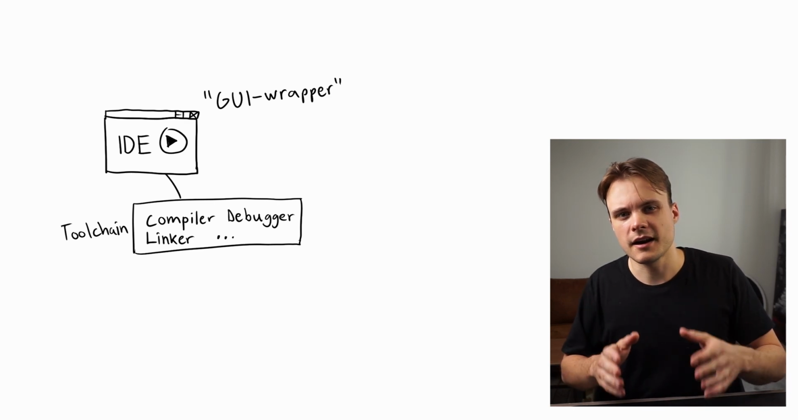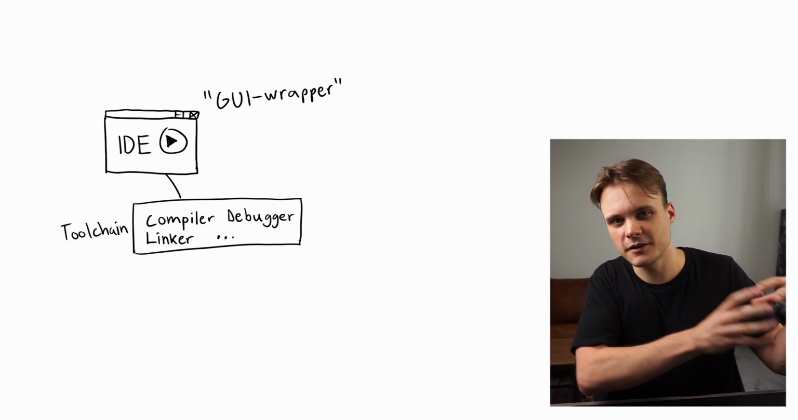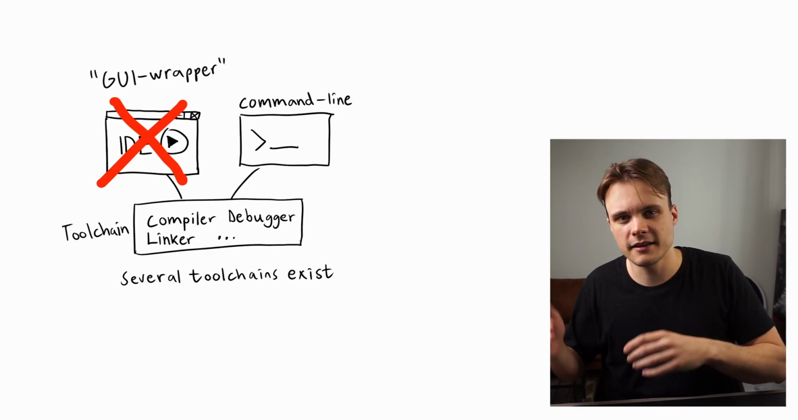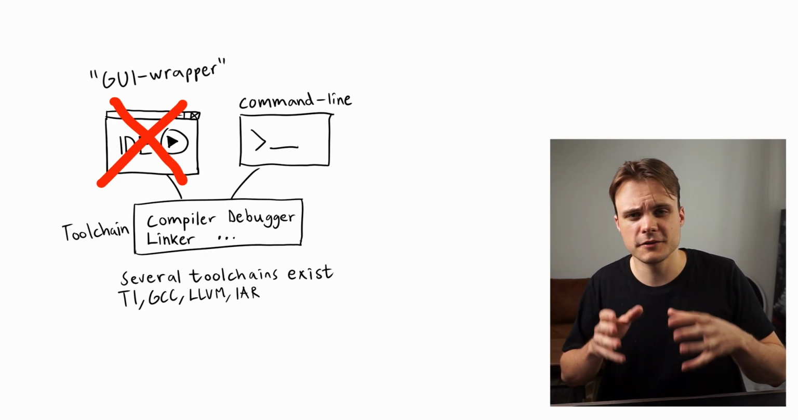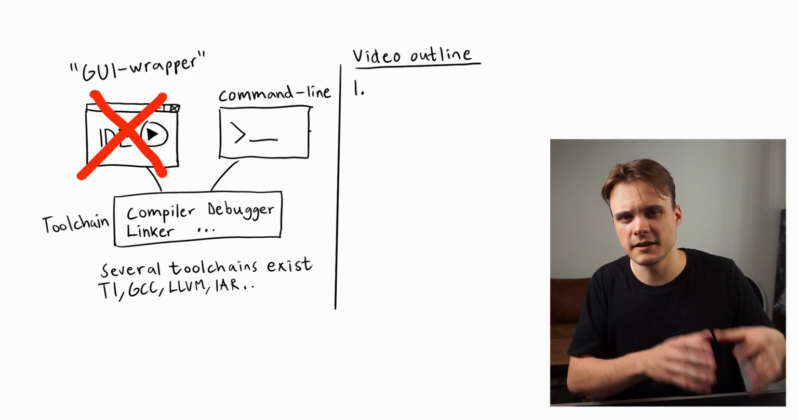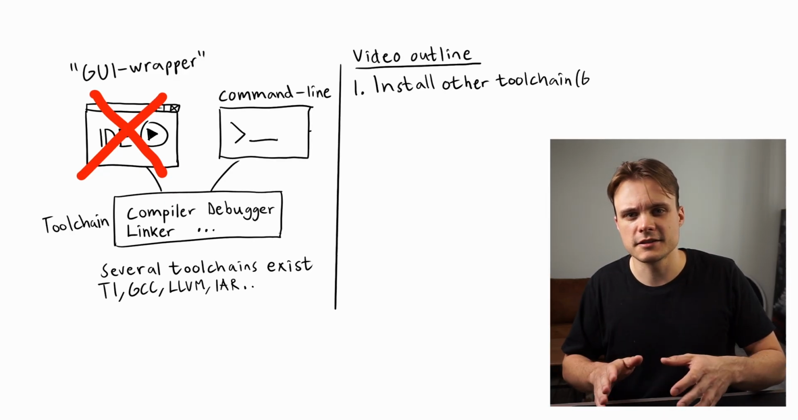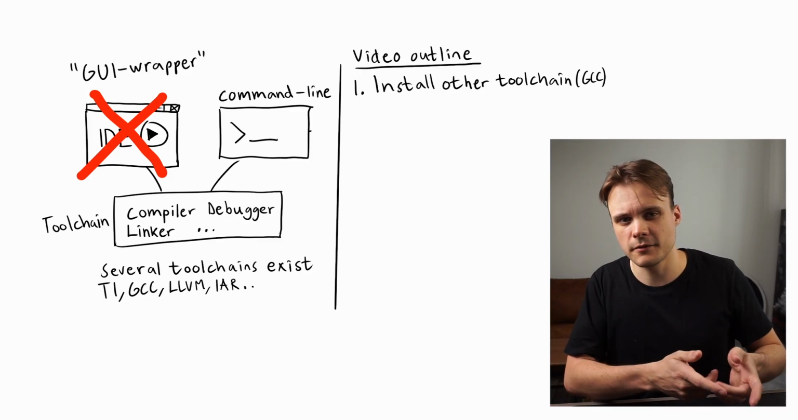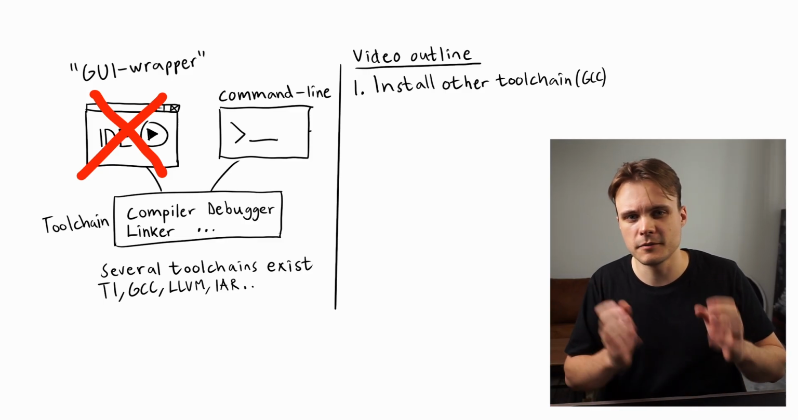And in this video I'm going to discard the GUI part, that is the IDE, and jack into the toolchain directly from the command line. And while I can use the toolchain included by CCStudio by default, I'm going to install another toolchain because there is actually more than one toolchain that supports the MSP430, and this is commonly the case for most microcontrollers.